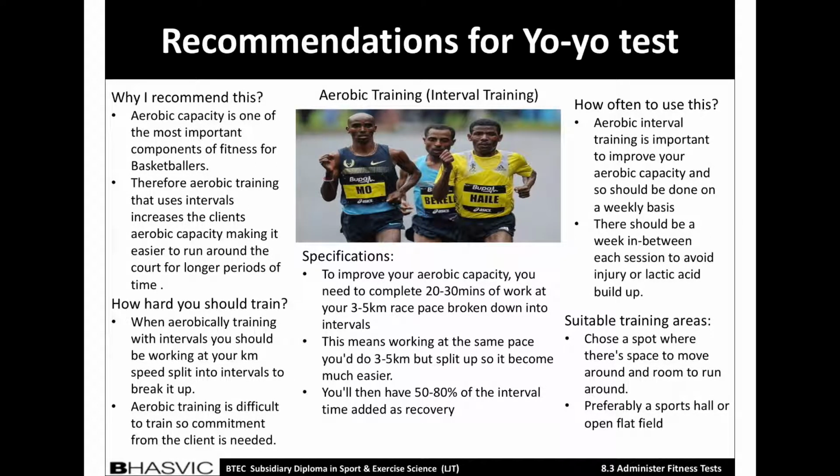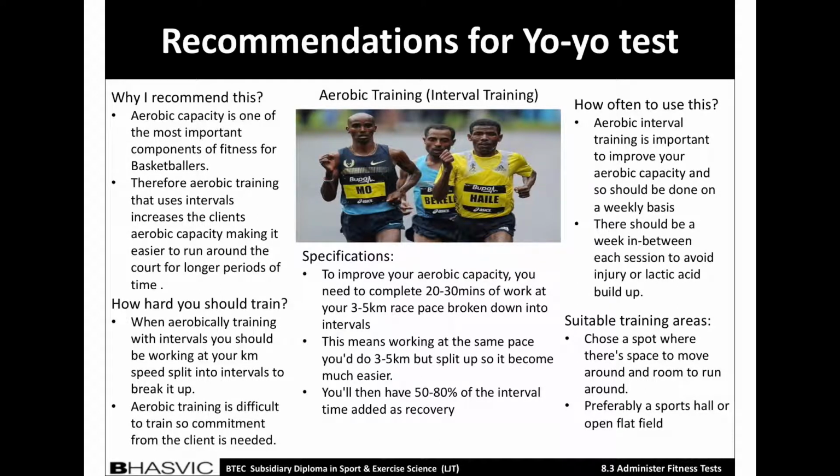Specifications. To improve your aerobic capacity, you need to complete 20 to 30 minutes of work at your 3 to 5 kilometre race pace, broken down into intervals. This means working at the same pace you'd do 3 to 5 kilometres, but split up so it becomes much easier. You will then have 50 to 80% of the interval time added as recovery.